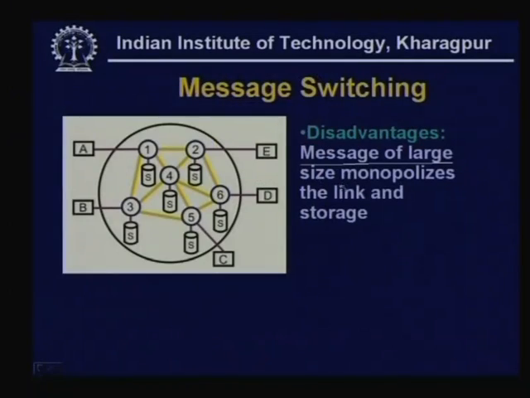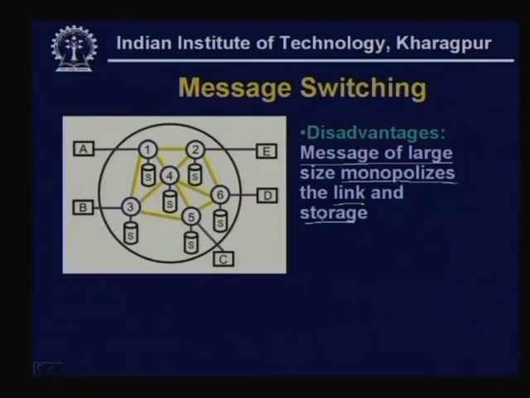In such a case, what will happen? It will monopolize the link and the storage. That means whenever a message is stored here, it will occupy a large storage area. That means other messages coming from other directions cannot be stored here. Similarly, whenever transfer is taking place, it may take a very long time, monopolizing the link. So if very large messages are sent, it will not only lead to long delay, but it may monopolize the link and storage. So these are the disadvantages of message switching.